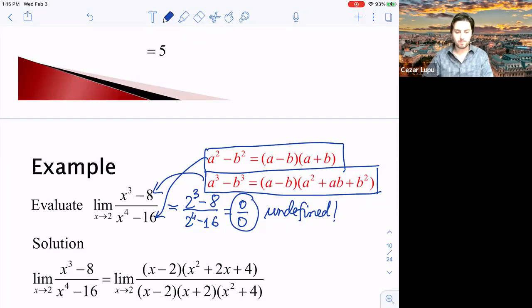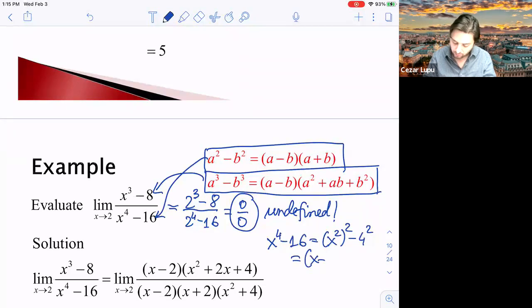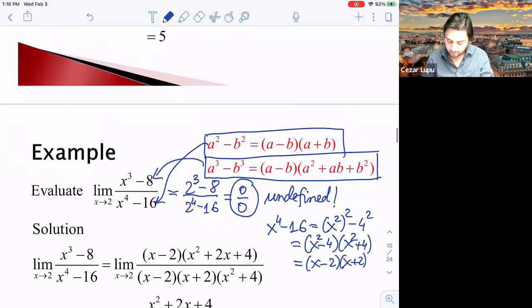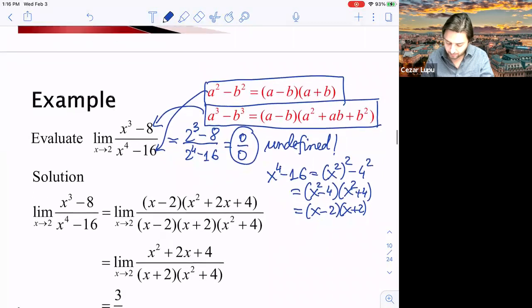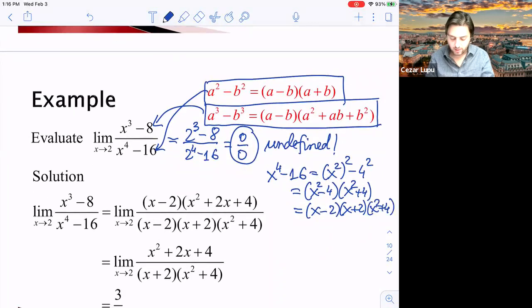But here, maybe I should say one thing, because we applied the difference of squares twice, and maybe I should make myself clear. So let me write it here, x to the 4th minus 16. So this is x squared squared minus 4 squared. So this is x squared minus 4 times x squared plus 4. But I can also use the difference of squares again on x squared minus 4. So this will be x minus 2 times x plus 2 times x squared plus 4.